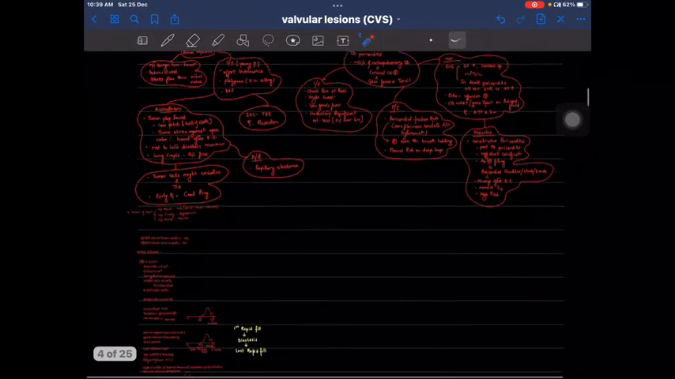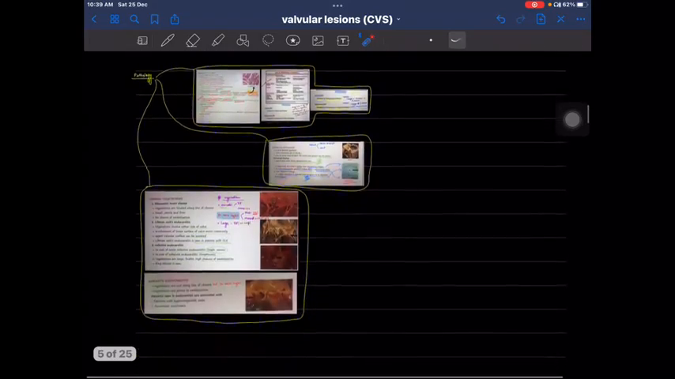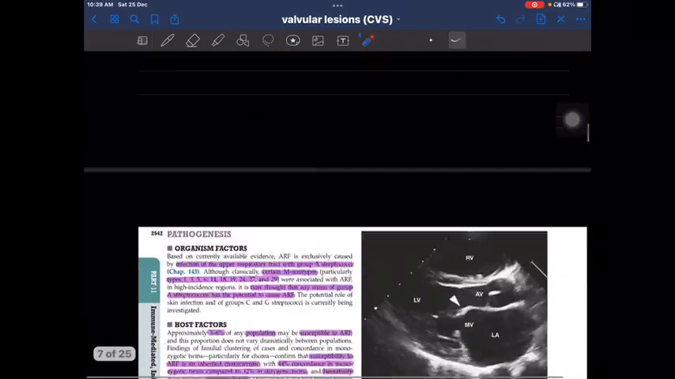Needless to say, before doing this, you have to familiarize yourself with ARF, acute rheumatic fever, and rheumatic heart disease. Now we'll move on to the diseases of the aortic valve.